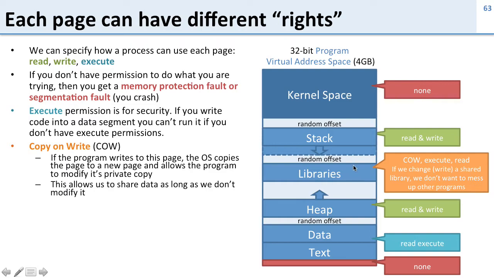So if we use this, it allows us to share data as long as we don't modify it, but as soon as we modify it, we get our own copy. So if we look over here, our libraries are probably going to be copy on write. If there's any shared data here that we want to change, as soon as we write it or change it, the OS is going to give us our own private copy of that page so we don't mess up other programs. But as long as we don't change it, we can save memory space by having the same memory for all those pages. So copy on write allows us to say, let me share this until I change it. And as soon as I change it, make me my own private copy so I don't change anybody else's copies.